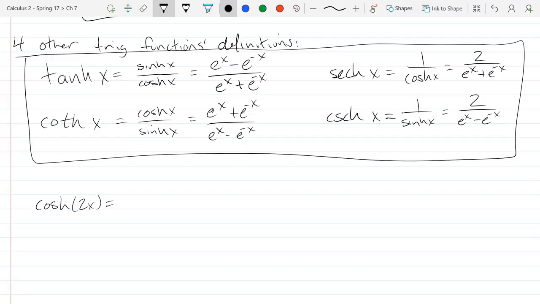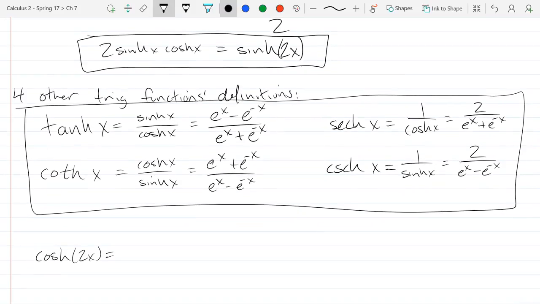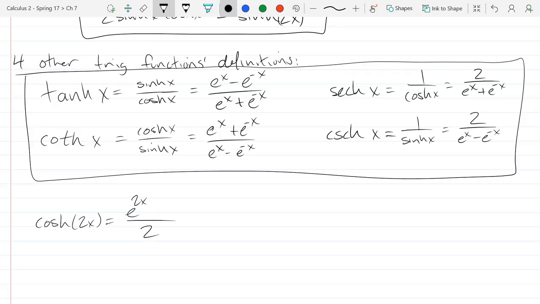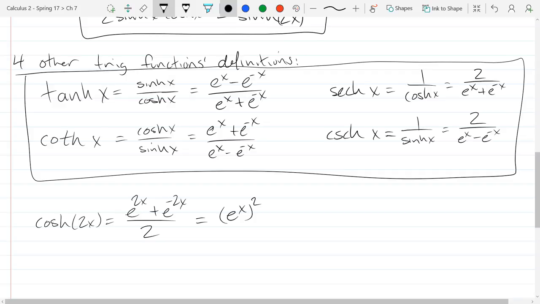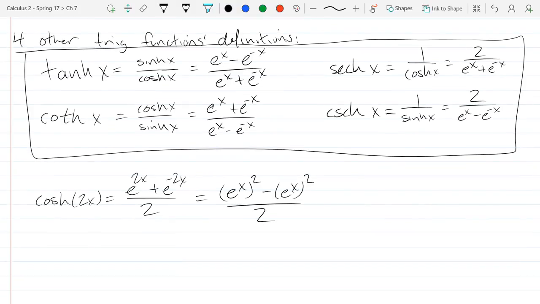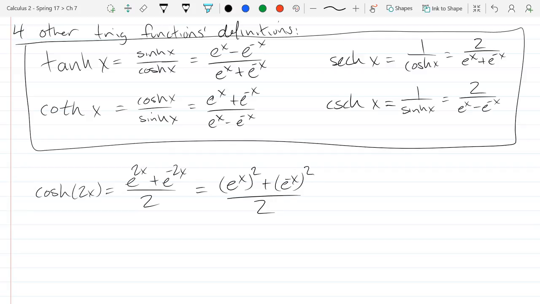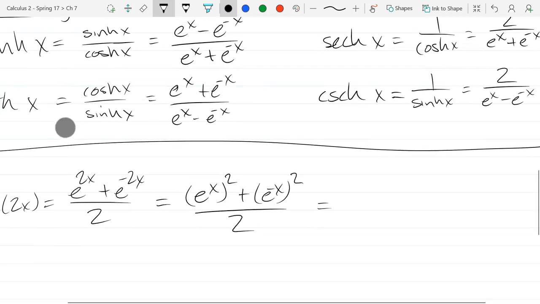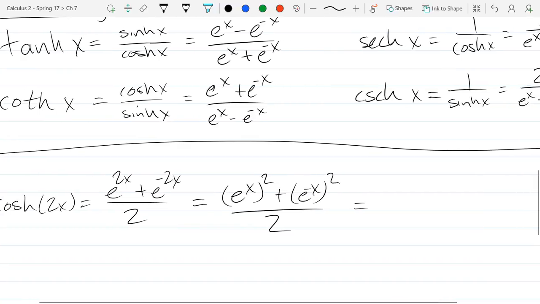Let's work with cosh of 2x. So we just did an identity for sinh of 2x. Let's look at cosh of 2x and just use that definition for cosh. So we have e to the 2x plus e to the minus 2x. So we are actually looking at conjugates, even though it doesn't look like it. So e to the 2x plus e to the minus 2x is e to the x squared plus e to the minus x squared. Uh-oh. That's not conjugates. Those are not going to be conjugates.